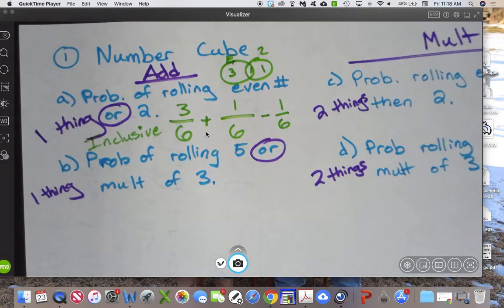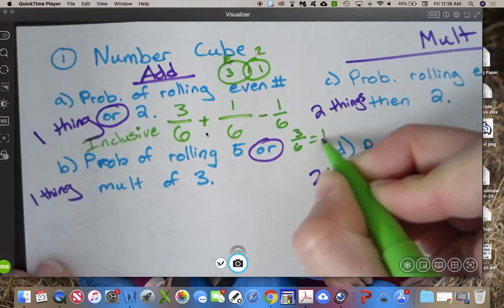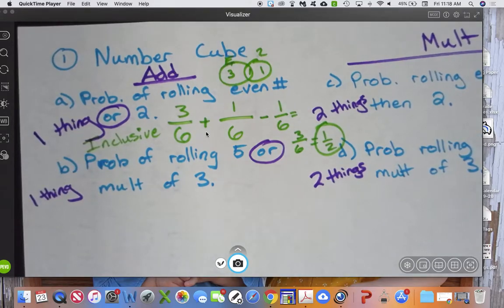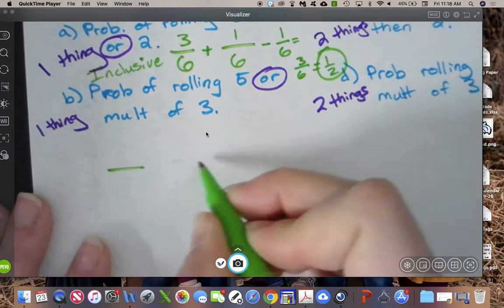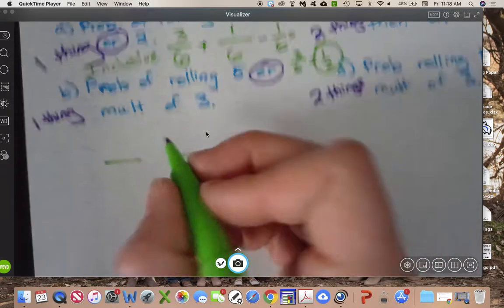So what are my chances of rolling an even number or a 2? 3 over 6 or 1/2. I'm running out of room. 3 over 6 or 1/2. That's the answer to part A. Part B, the probability of rolling a 5 or a multiple of 3. So let's do this. 5, multiple of 3. Since this is or, I'm going to add them.